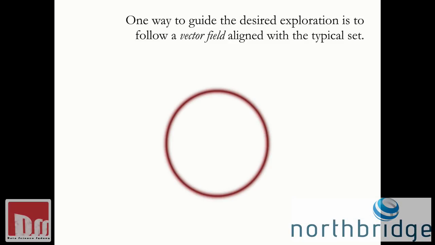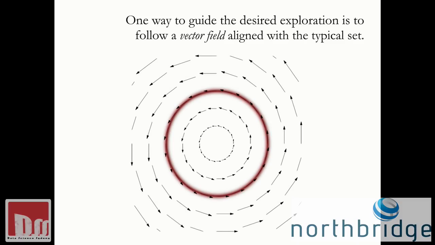So one natural way of giving me the information that I want is to literally lay down a set of directions. So if this is my typical set, and I put out a vector field, which is just an arrow assigned to every point in my space, and I can align that set of arrows with the typical set, now I don't have to guess anymore. I literally just look at my feet, I see an arrow, it tells me where to go, and I follow that arrow. I get to a new point that's also in the typical set that also has an arrow. I don't have to look up, I don't have to think, I just follow the arrows, integrating across the vector field and generating the trajectory that I want.